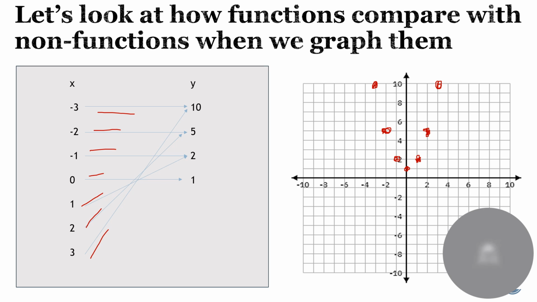So each x value, as we go across here, each x value has at most one y value that goes with it. And so like the 3 only goes to one location. The 2 only goes to one location. All right, so that's what a function looks like.